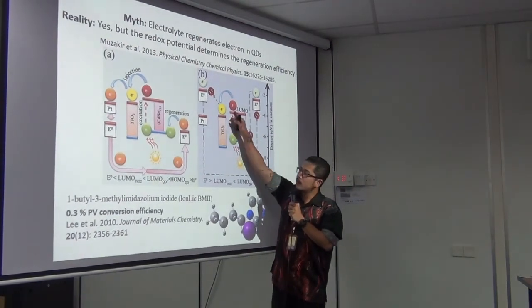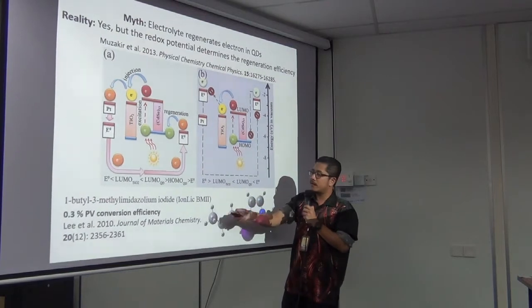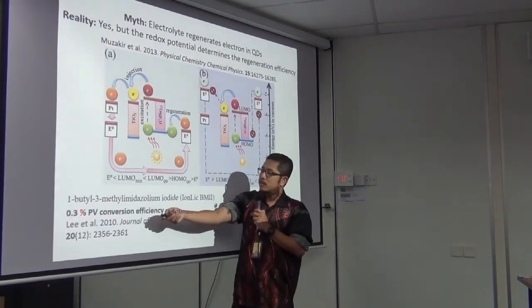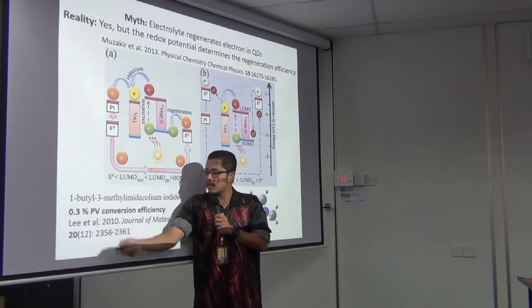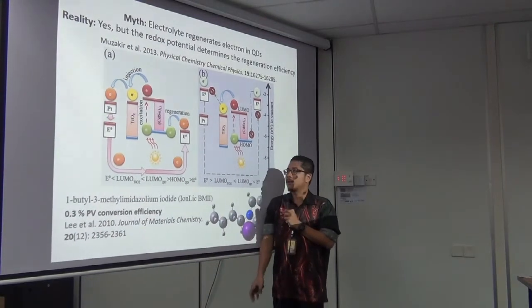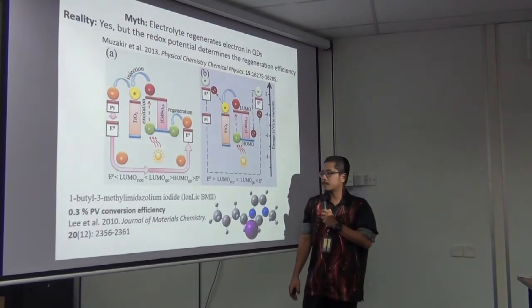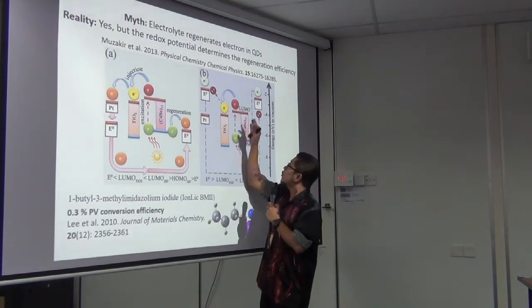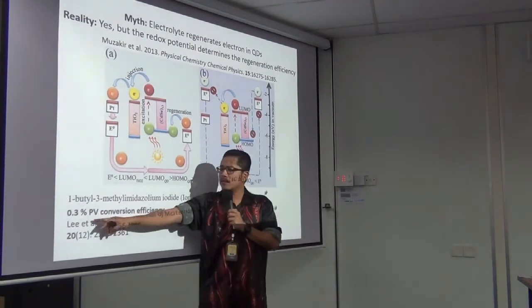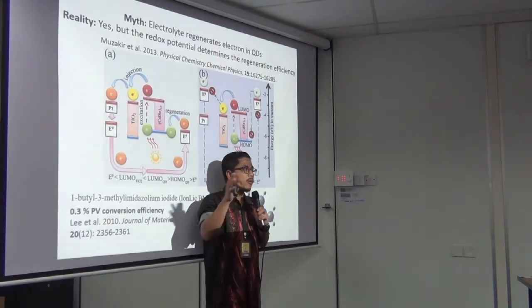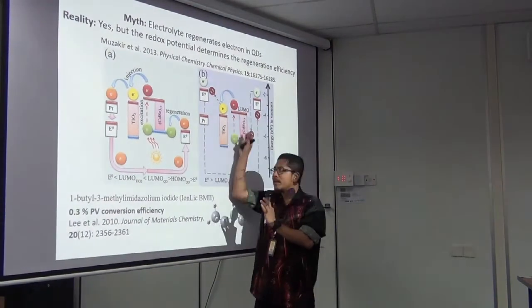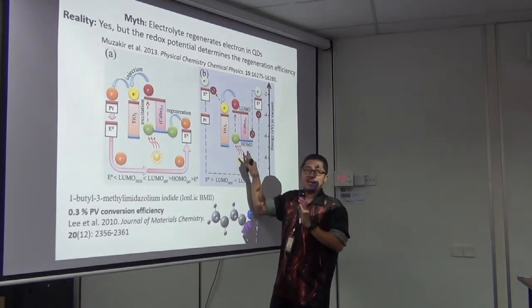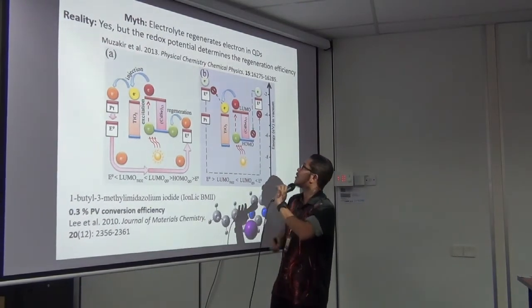So this is the drawback of the device, and it got a very small photovoltaic conversion efficiency, about 0.3% in this device. Another failure. So if no electron could be injected, how can we still get 0.3%? As I mentioned before, we cannot control the nano reaction. Something might happen somewhere inside this device structure.